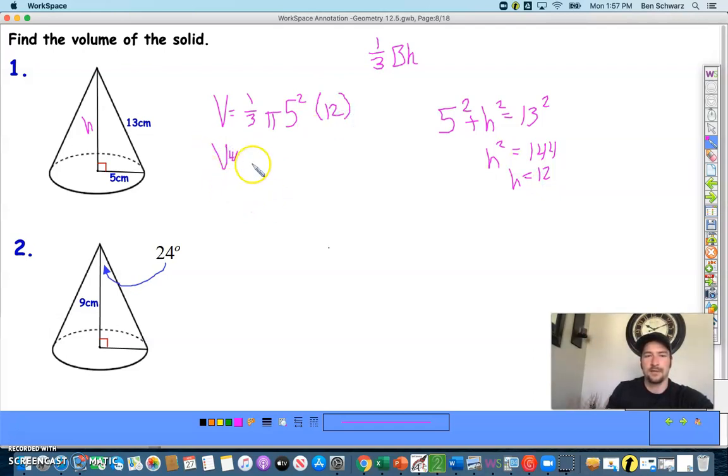Oh, what is that? My goodness. Computer is not wanting to cooperate with me a lot today. That's all right, though. So equals 1/3. Oh, for crying out loud.